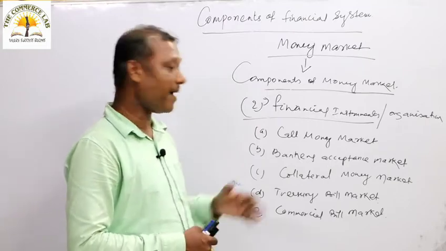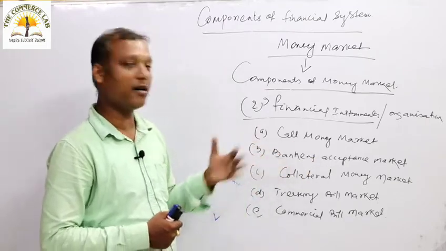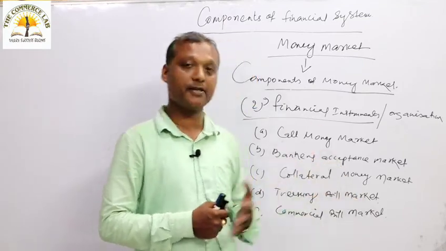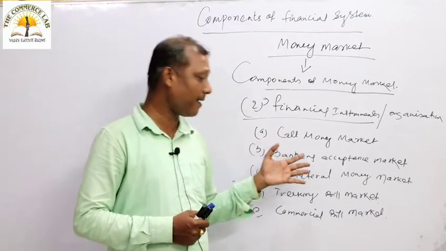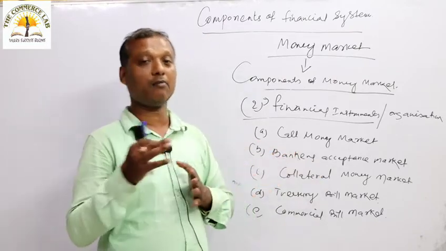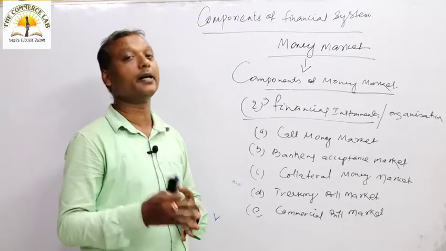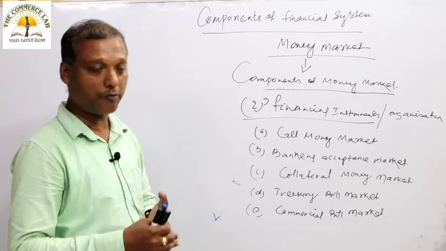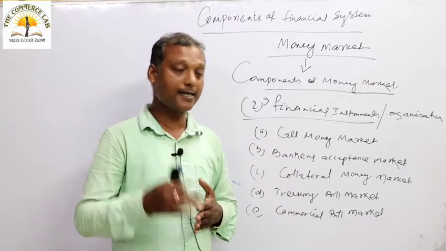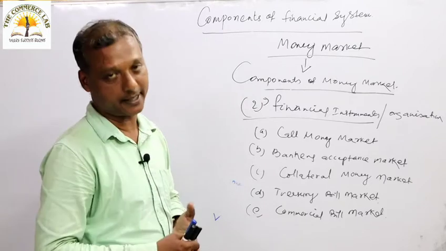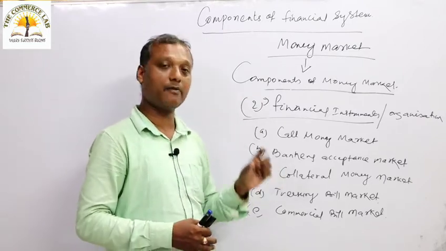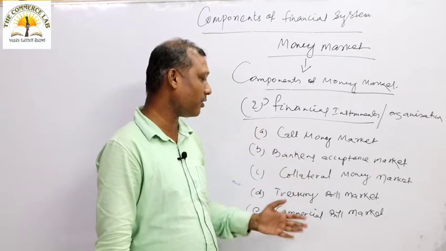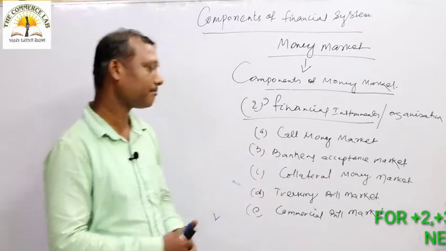Second point will be your bankers acceptance market. They usually deal with the bankers. So banks have a main role to play in such a type of market, and it usually involves domestic trade and foreign trade. Remember one thing, in the bankers acceptance market, banks play an important role in financing domestic trade and foreign trade, and such a type of market is called your bankers acceptance market.